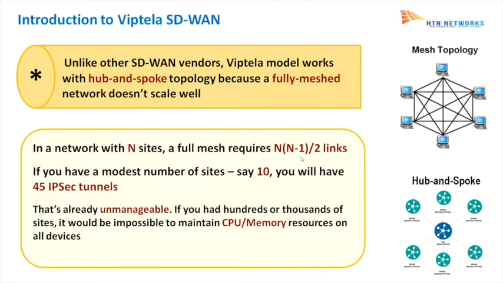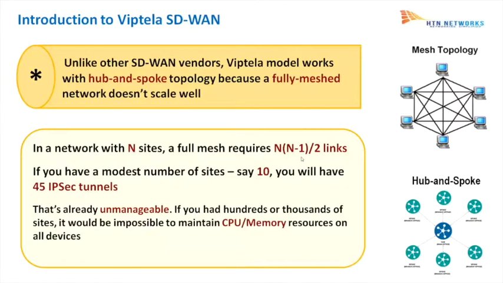Now look at how many links or tunnels you have in mesh topology and how many you have in hub and spoke. Hub and spoke has fewer tunnels compared to mesh. In mesh, every location is connected to every other location. So when you have a large number of tunnels, it can impact your CPU, your memory, and your other resources.